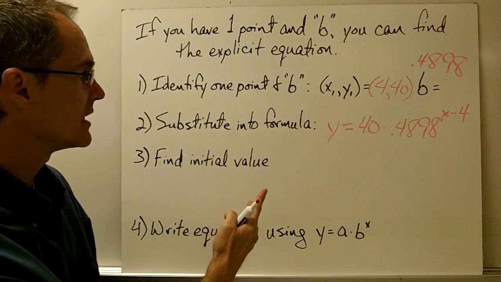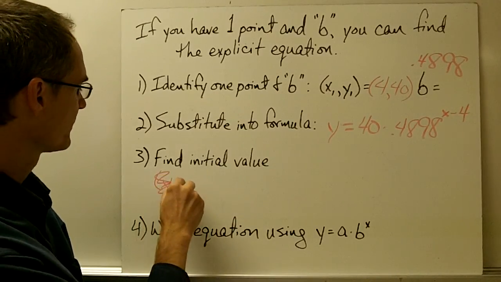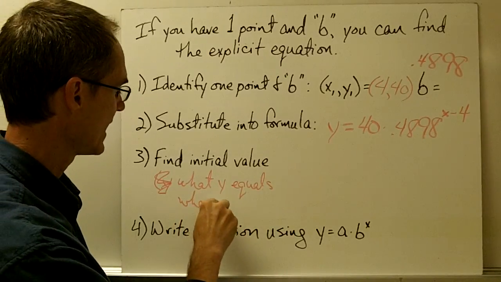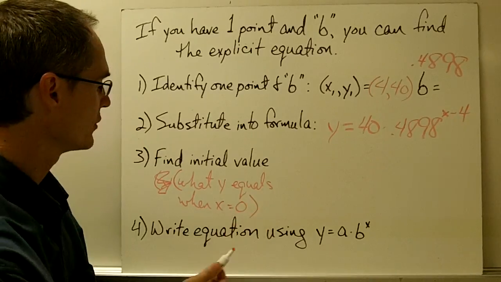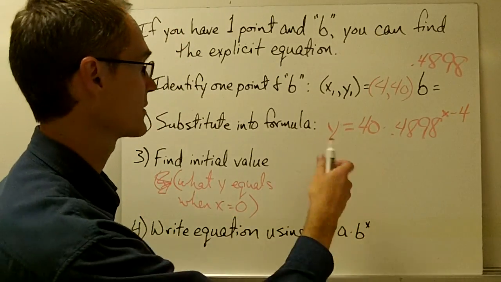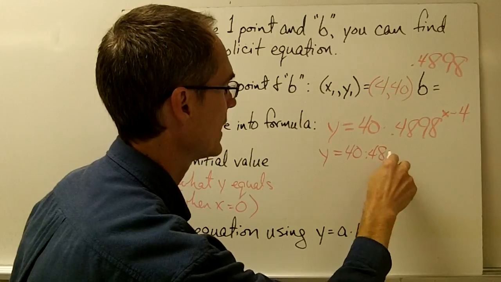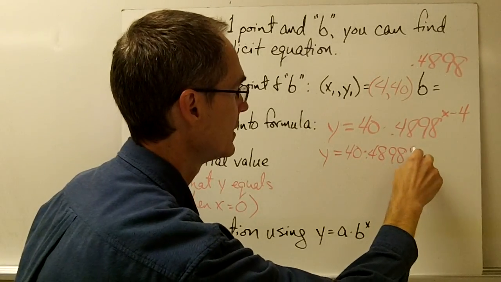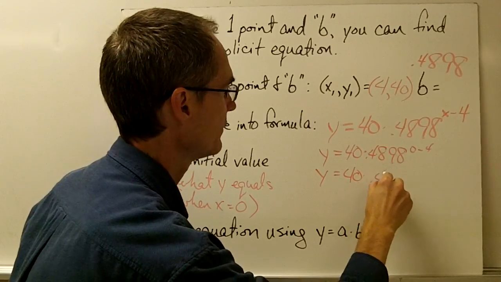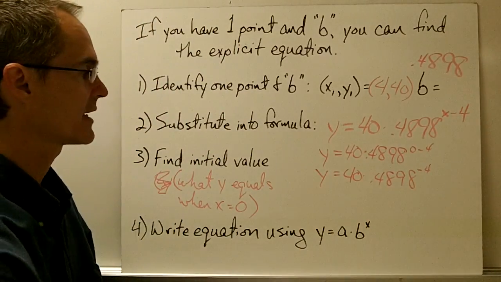Step number 3, find the initial value. All right, now the initial value, remember, that's just the value of y when x equals 0. That's the initial value. So if I want to know what y is equal to when x is equal to 0, well, then I'm going to need to substitute 0 in for x. So let's see. Y equals 40 times 0.4898 to the power of 0 minus 4. Or, if I simplify that, that's 40 times 0.4898 to the power of -4.